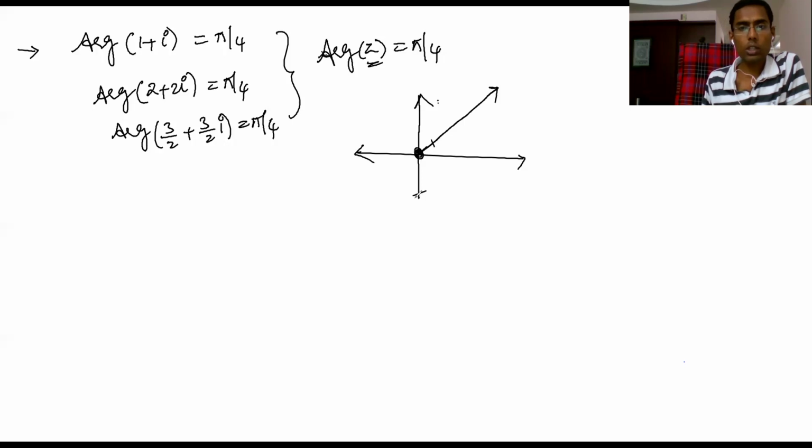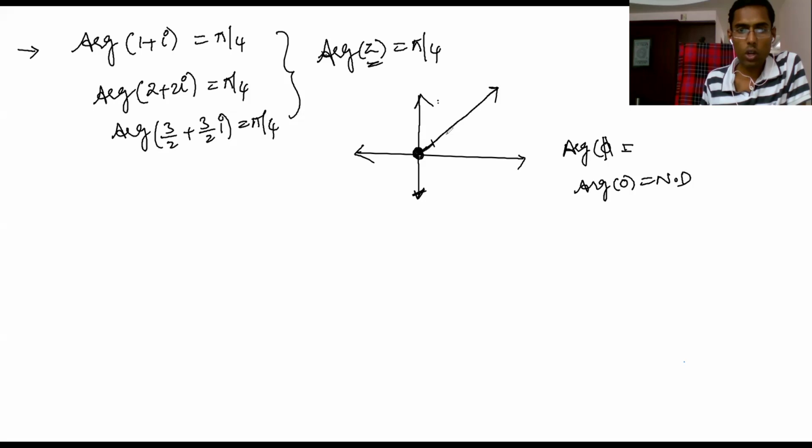But yesterday only I told you one thing. What is the argument of the origin? I said it's not defined. Argument of 0 is not required. So this is a problem actually. Wait a minute. Argument of 0 is not defined, as I told yesterday. So if it is at the origin, argument is not defined.